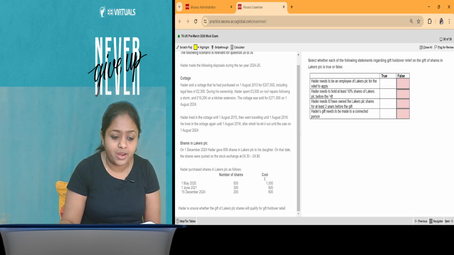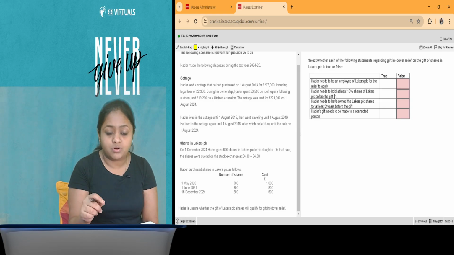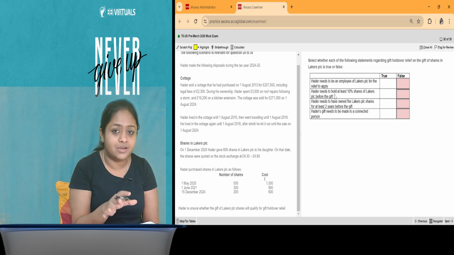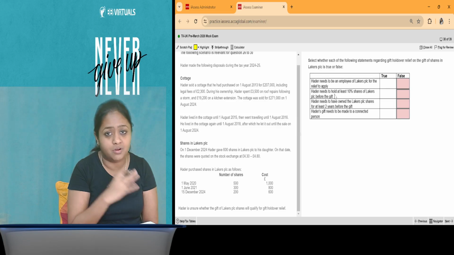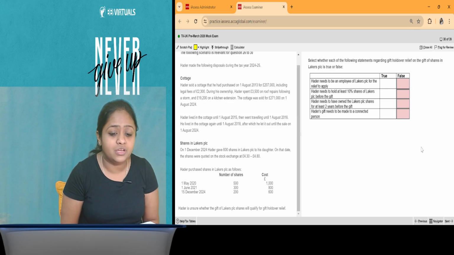In fact, when I come to the B point, the criteria is on the quoted shares. Under the gift holdover relief criteria, in case of quoted shares, we need a minimum 5% holding. Remember the personal trading company clause. Okay, so all of these are false in fact, for the gift holdover relief.